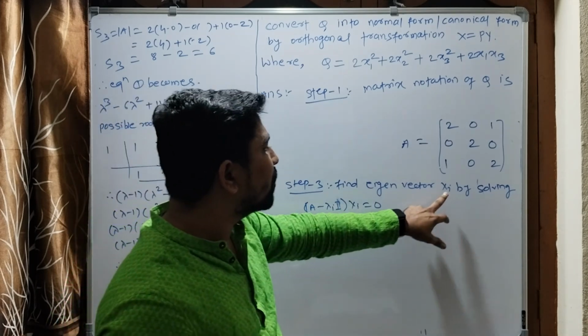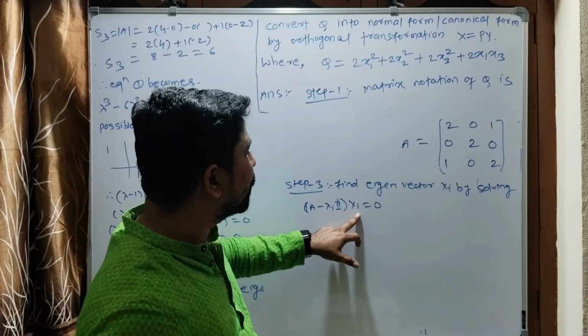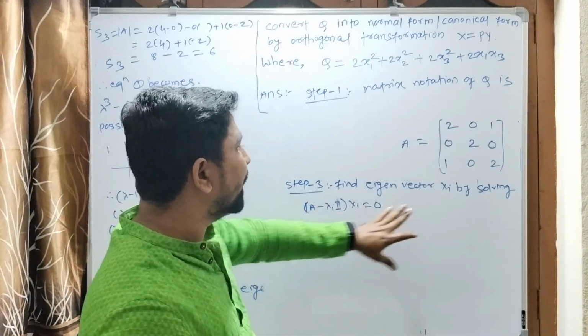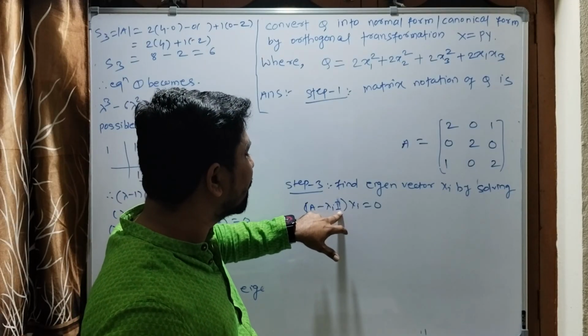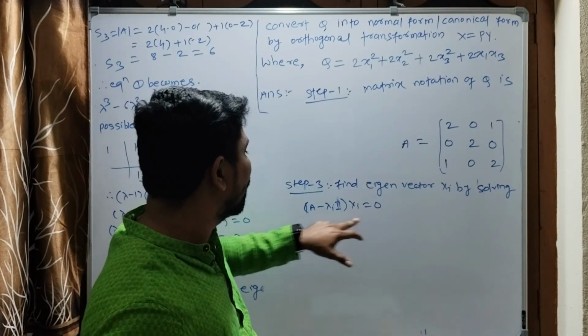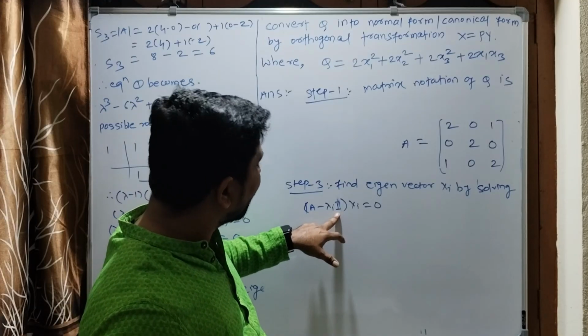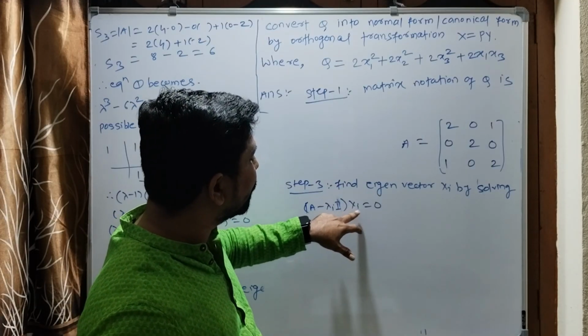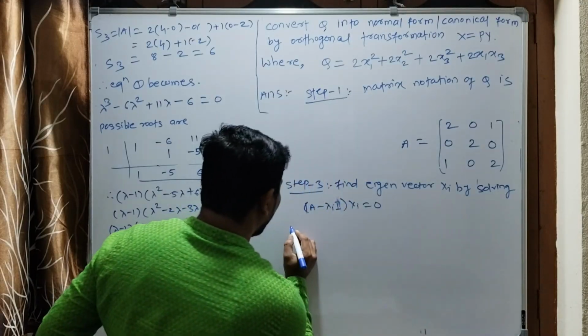So I want to find x1 by using A minus lambda 1 into x1 equal to 0. I want to find x2 by using A minus lambda 2 into I, where I is the identity matrix, into x2 equal to 0. In the same way, A minus lambda 3 into identity matrix I of order 3 cross 3 into x3 equal to 0. So here I will solve one by one.